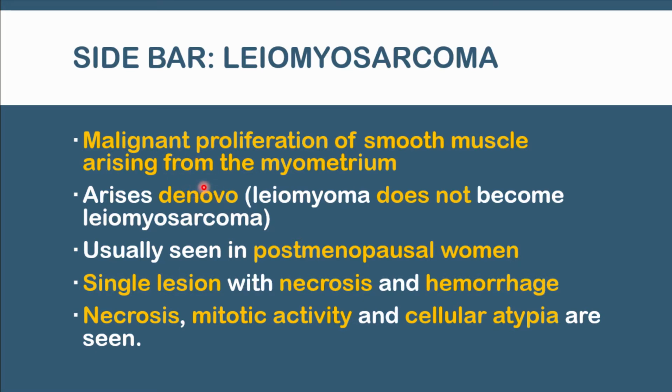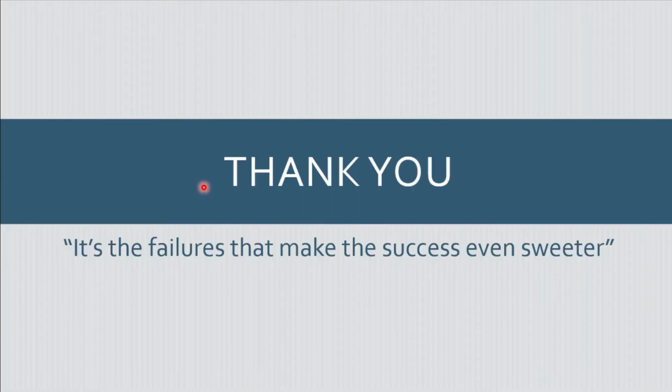They usually arise de novo, meaning that leiomyomas do not necessarily become leiomyosarcomas or become malignant. We see these leiomyosarcomas commonly in postmenopausal women, and usually they are single lesions that may undergo necrosis. They may even undergo hemorrhage. On histology, we see a lot of mitotic figures, or a lot of mitotic activity. We also see some cellular atypia. Usually this is treated depending on the staging of the condition, but generally you want to remove the cancer.